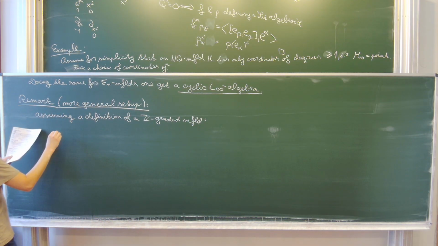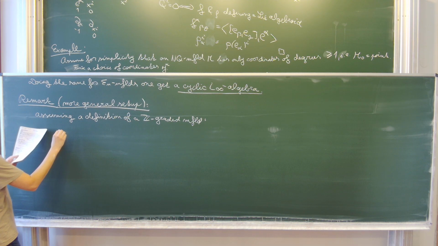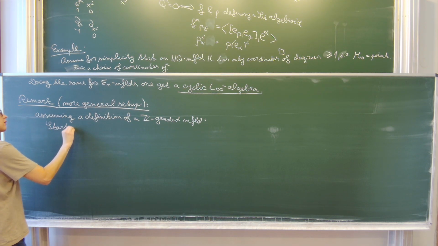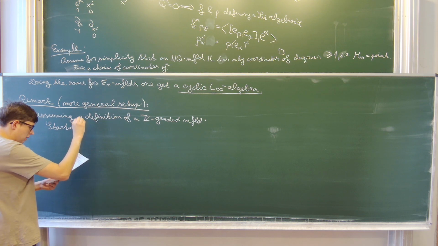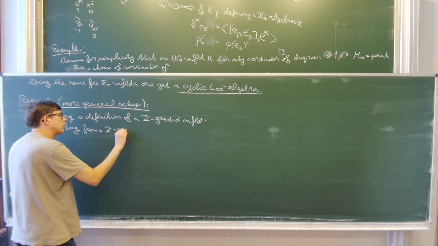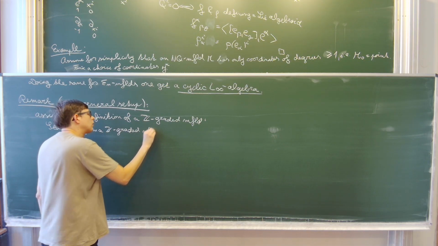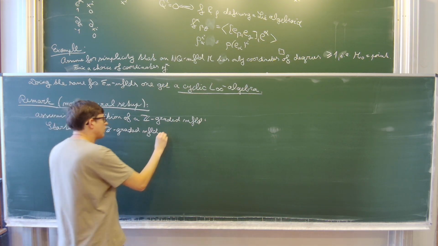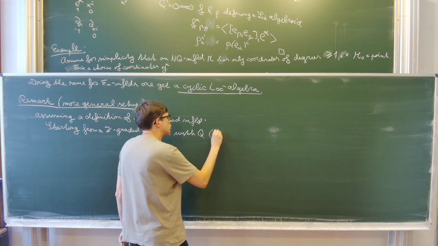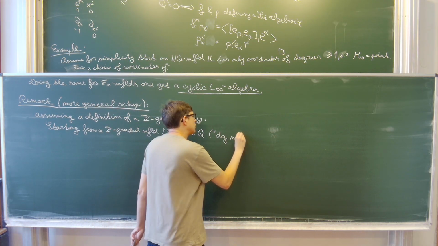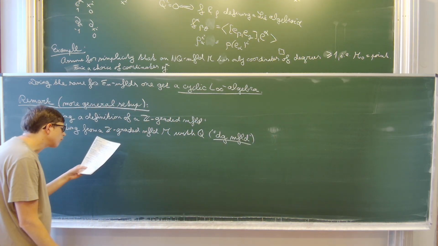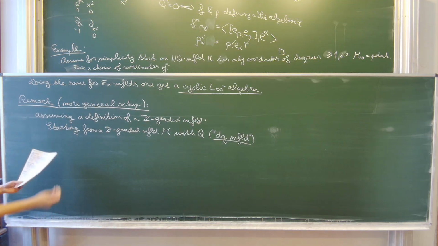Now, okay, so let me write the same stuff as above. Starting from such a Z-graded manifold M with a differential Q. You can sometimes see people calling it a DG manifold or other names. So I want to do the same, so I need to make some choices.